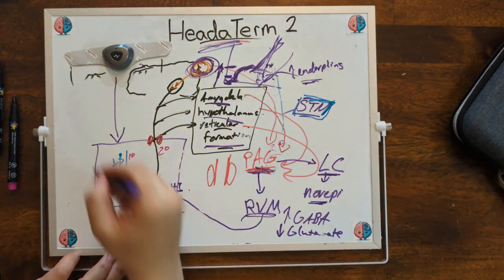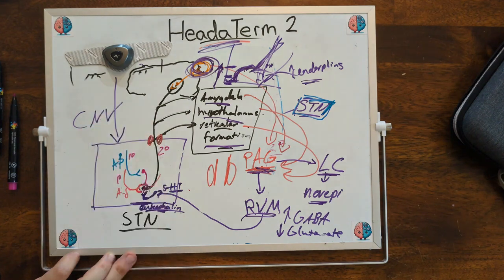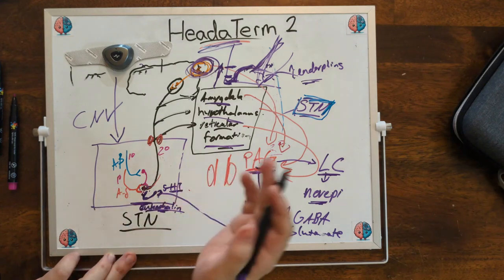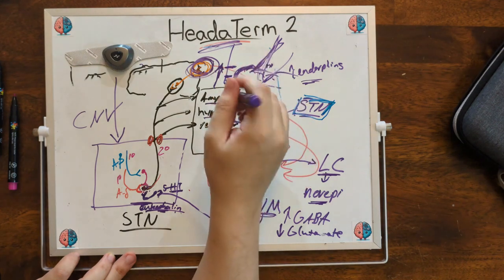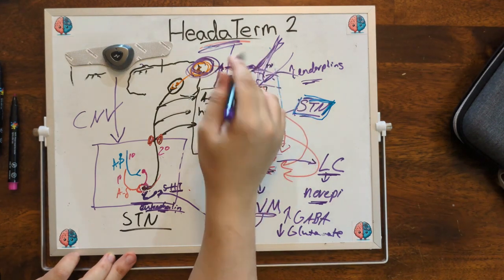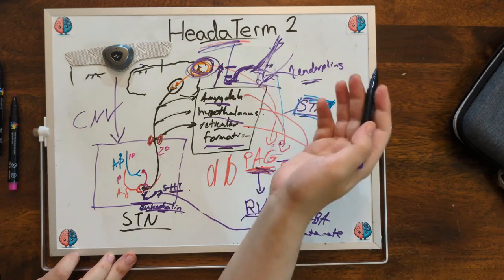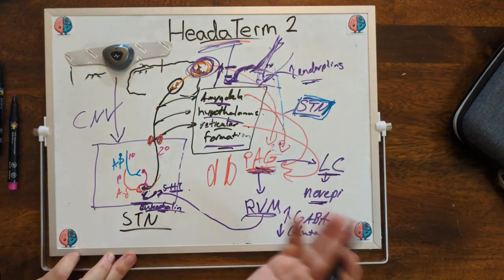The trigeminal nerve itself, cranial nerve 5, has modulation because of HeadaTerm 2. It results in the reduction of inflammatory neuropeptides like CGRP and PACAP, so it leads to reduced neurogenic inflammation. Less inflammation, meaning the threshold increases. There's less of a stimulus. So essentially, this entire process is becoming less active.